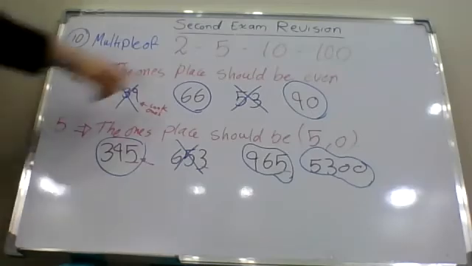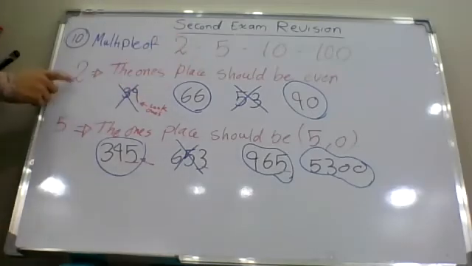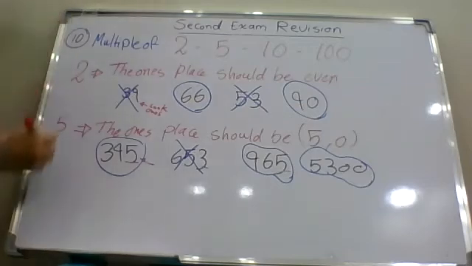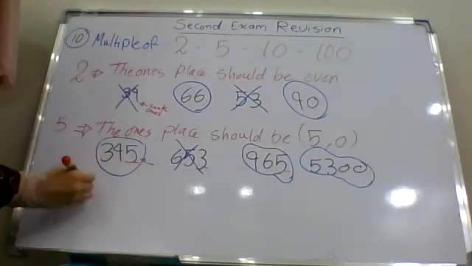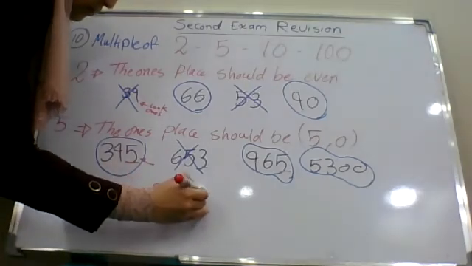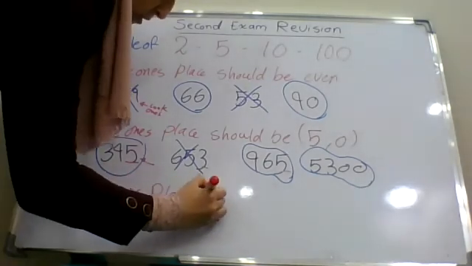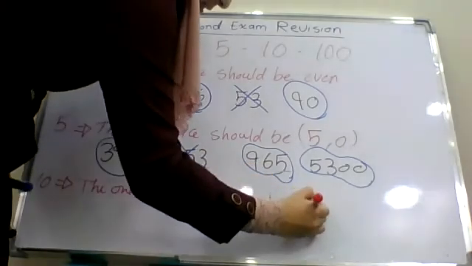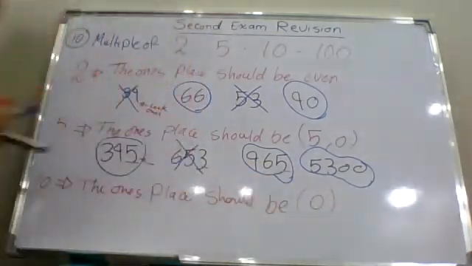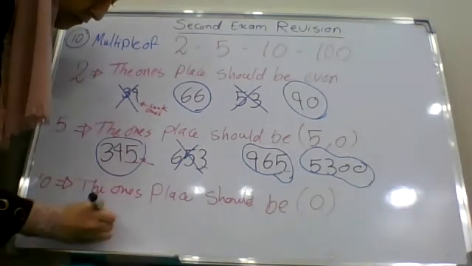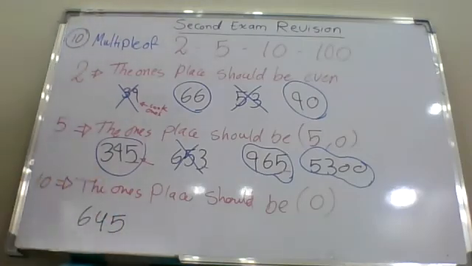Remember, for 2, the ones place should be even, so I can tell this is a multiple of 2. For a multiple of 5, it should be 5 or 0. For a multiple of 10, the ones place should be 0. It's not an option, it should be 0. If the ones place is 0, this number is a multiple of 10. Okay, let's take some examples. I have 645. Is it a multiple of 10 or not?